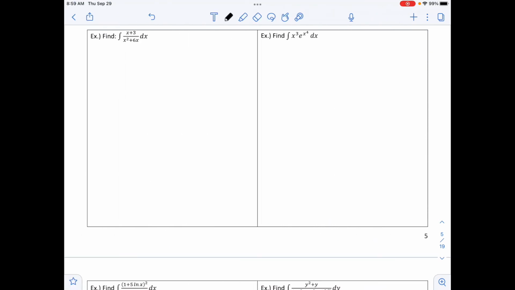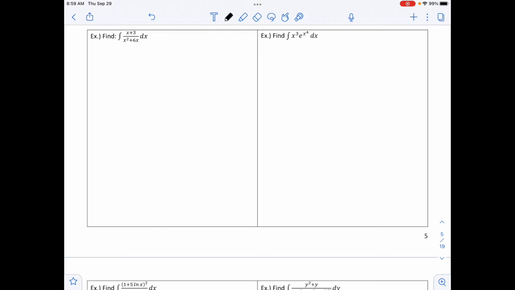The example right below says find the integral of (x plus 3) over (x squared plus 6x) dx. And we are going to use u substitution. The reason why we know this is because if you think about all the different techniques that we have for integration, which are not very many, we had some rules that dealt with logarithms or exponentials, and we also had our power rule. But we don't have anything in regards to the quotient rule or the product rule like we saw with taking derivatives. There aren't any rules for those.